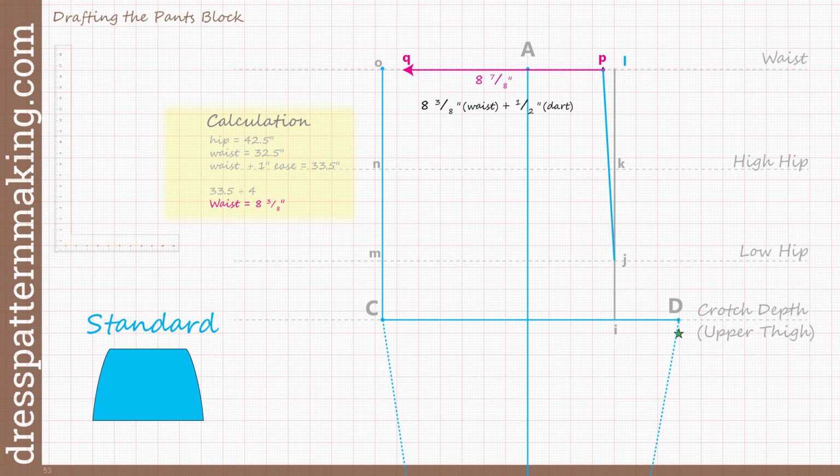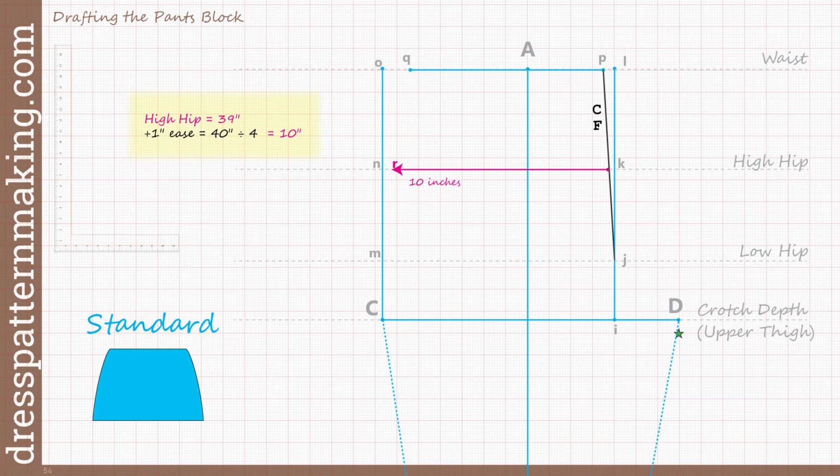From point P, measure across on the waistline towards point O for the waist measurement that was calculated previously, plus 1/2 inch for a dart. Mark point Q. Take your body high hip measurement and add 1 inch for ease, then divide it by 4. Using this total, on the high hip line, measure from where the P to J line crosses the high hip line and mark point R.